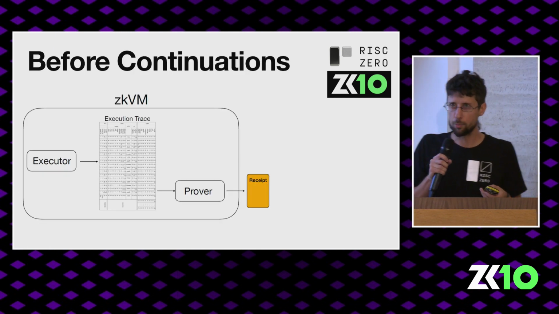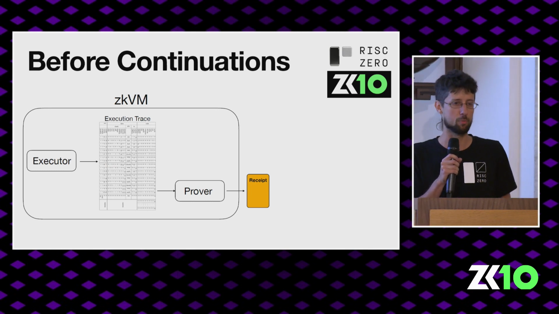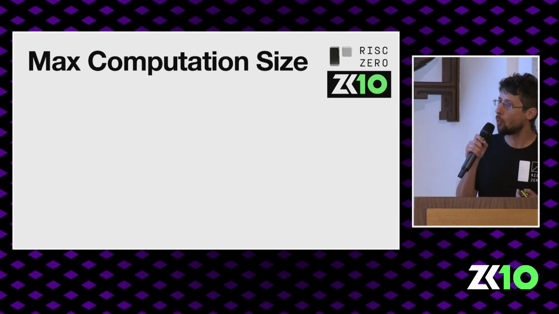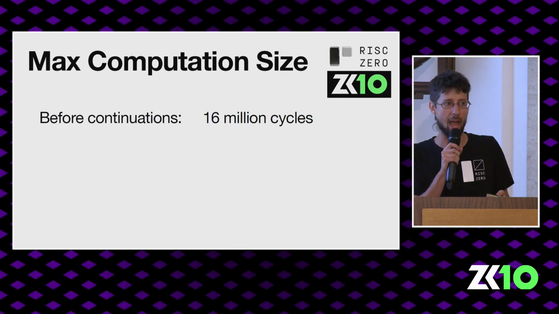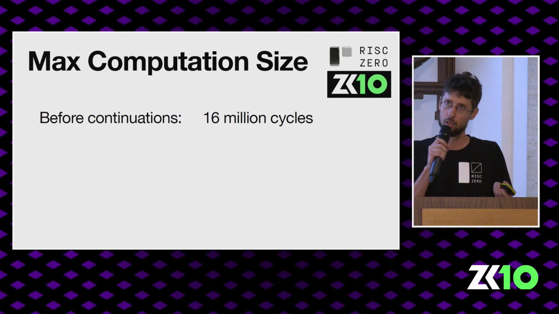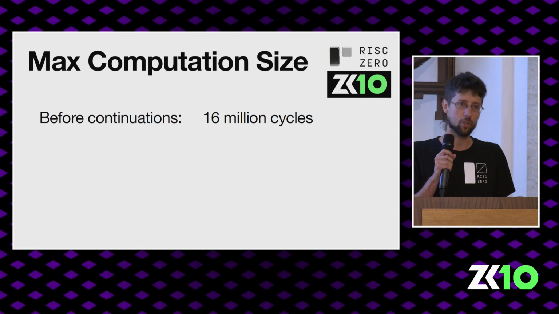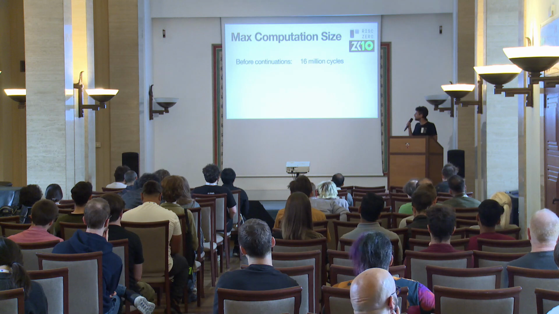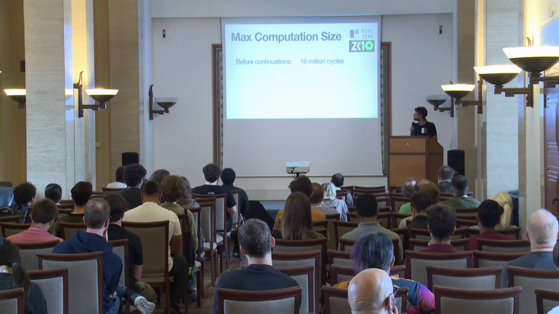So a few months ago, we introduced this feature called continuations, and I want to unpack the connection between continuations and recursion. Before we had continuations, we were able to generate proofs at max of 16 million execution cycles. It's not exactly 16 million RISC-V instructions, since not every RISC-V instruction is exactly one zkVM cycle, but roughly speaking, you can think of this as 16 million machine instructions.